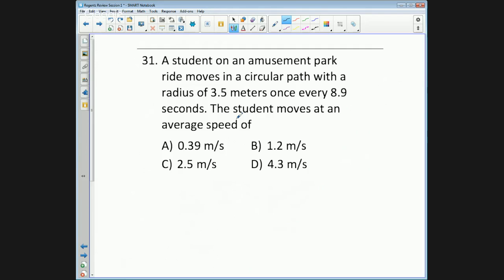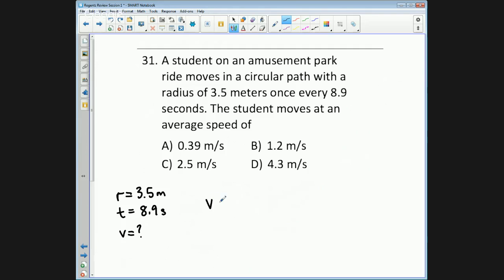31. A student on an amusement park ride moves in a circular path with a radius of 3.5 meters once every 8.9 seconds. The student moves at an average speed of blank. Okay, so we have radius equals 3.5 meters. We have a time of 8.9 seconds. The student moves at an average speed.